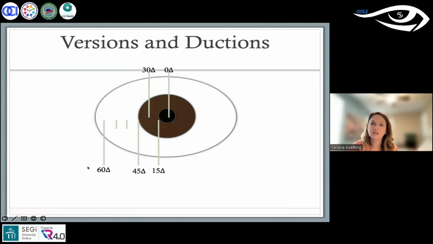So when we talk about versions and ductions, the way that I learned it was a little bit different than I originally learned it in school. I learned from oculoplastic specialists that I worked with in my previous clinic, and this is a much easier way for it to be consistent between practitioners. Essentially, we're looking at the Purkinje image and the reflection on the eye itself and where it is, and then marking it based on anatomy, right?